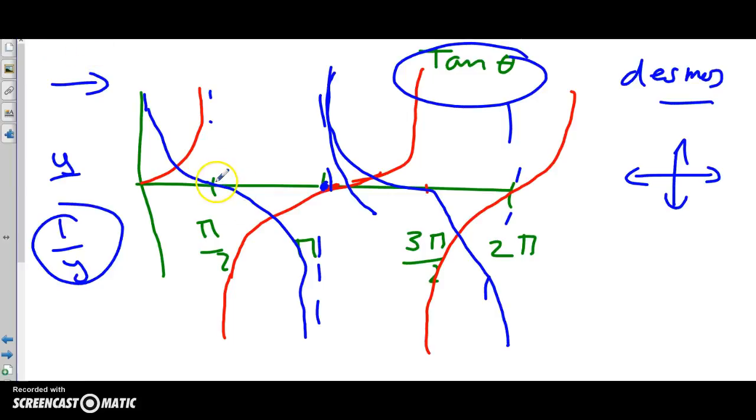Where do you get the information? Where do you get the zeros? Where do you get the period and all that stuff? You got to get them from the graph. Where are the zeros? The zeros for the blue one are here, here, and then where's that? Pi over 2, 3 pi over 2, etc. Okay, hopefully that makes sense.